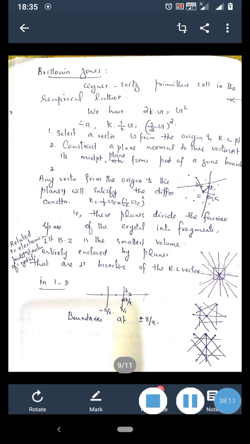Diffraction. Okay, that is about the Brillouin zones.